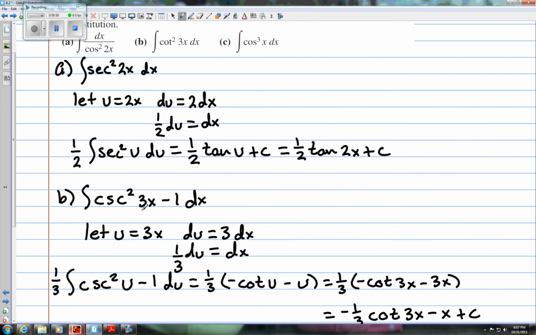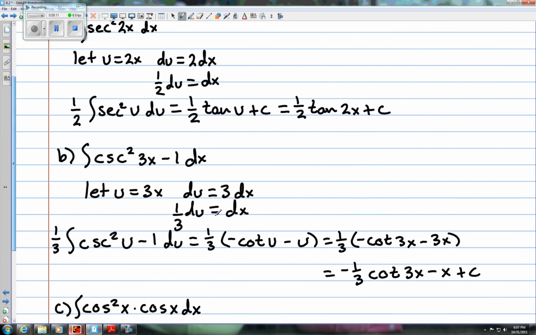The replacement is the 3x becomes u. The antiderivative of cosecant squared would be negative cotangent. Antiderivative of 1 would be u. And the 1/3 kind of comes along with. Distributing the 1/3 gives us negative 1/3 cotangent of 3x minus x, and then plus c.